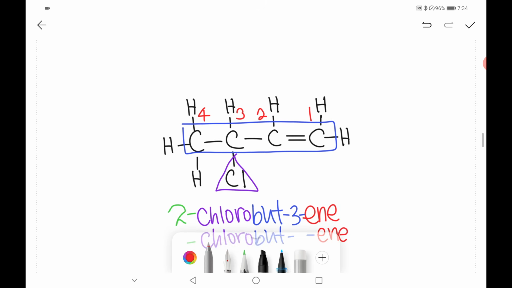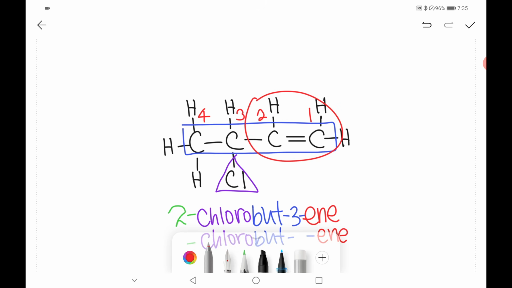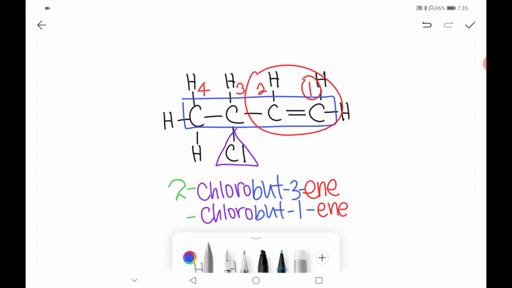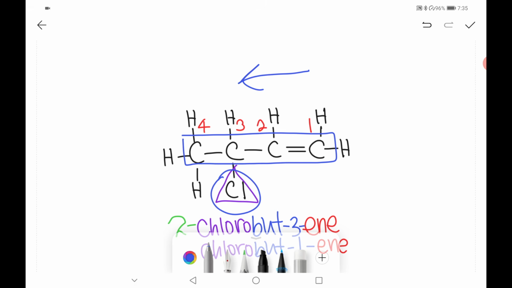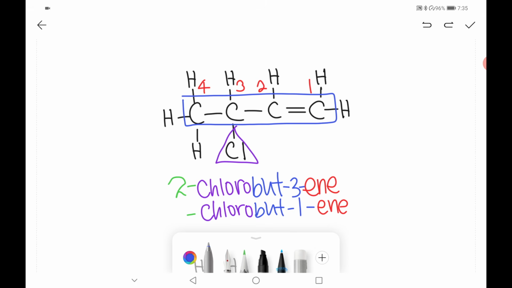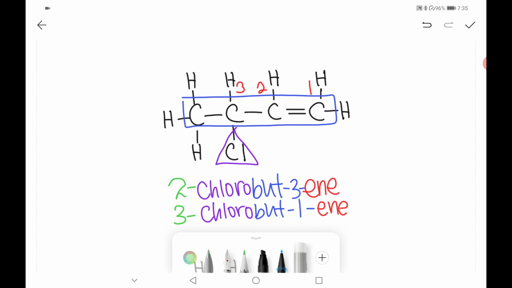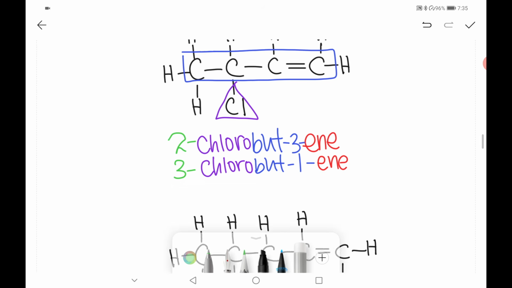If you count from the right to the left, now the double bond is between the first and second carbon. We always need to choose the smaller number. Number 1 is smaller than number 2, so the number is 1. What about the branch? If you count from the right to the left, the chlorine branch is on the third carbon. So put the number 3 here as the branch. Now we already get 2 names.